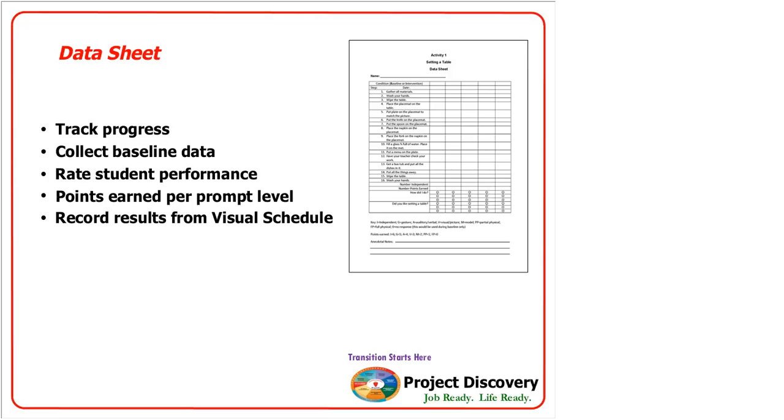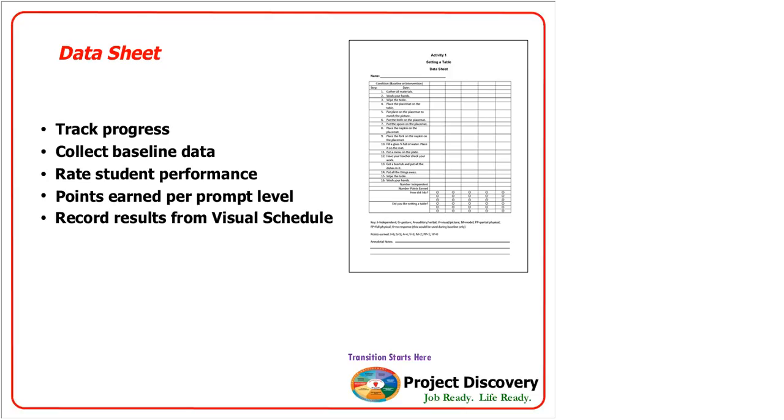So the way we have it, if they do something independently, they get 6 points. If they require a gesture, they get 5 points. If they require auditory verbal, they get 4 points. But let's say you just wanted to use independent, model, and full physical. Independent would get 2 points. Model would get 1 point. Full physical will always get 0 because it requires full physical prompting. They're not going to get credit for that.